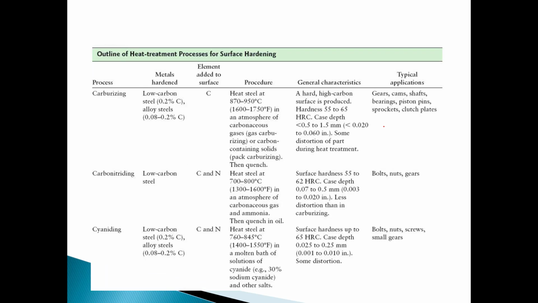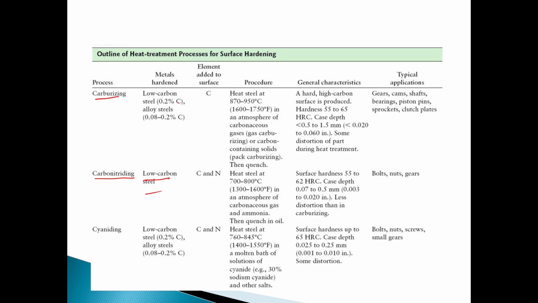These are the outline of heat treatment processes for surface hardening. Carburizing, low carbon steel. Carbonitriding: the metal hardened is low carbon steel, and the procedure is to heat steel at 700 to 800 degrees Celsius in an atmosphere of carbonaceous gas and ammonia, then quench in oil. Surface hardens to 55 to 62 HRC, and applications are bolts, nuts, gears.